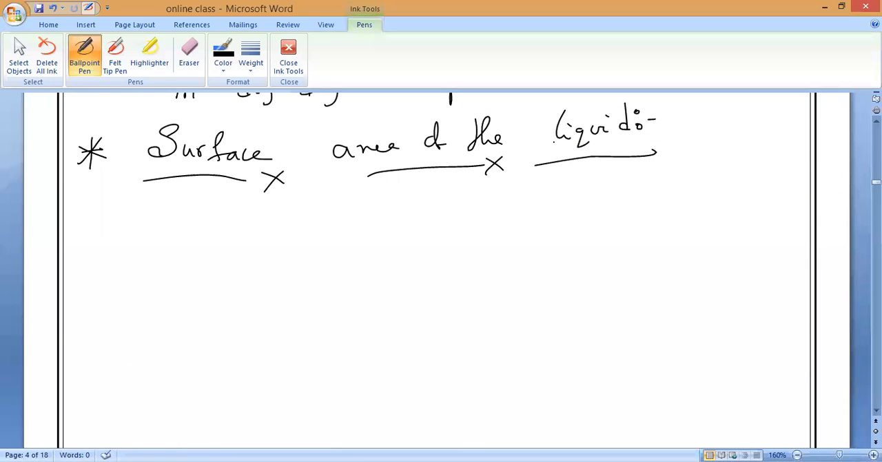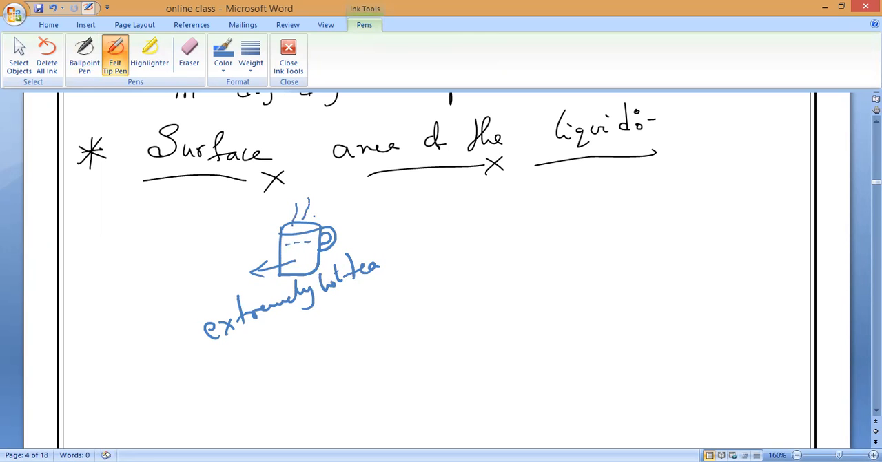Second factor, surface area of the liquid. Now, observe very carefully. You might have noticed it. Your mother has given you very, very hot tea. Let me take a tea. Very, very hot. Extremely smoky, like smoke is coming out. Extremely hot tea. Now you want to take the tea.